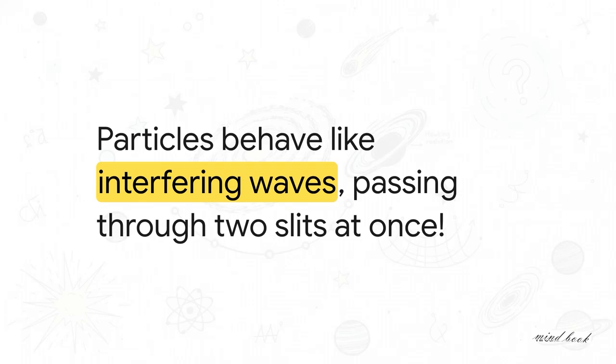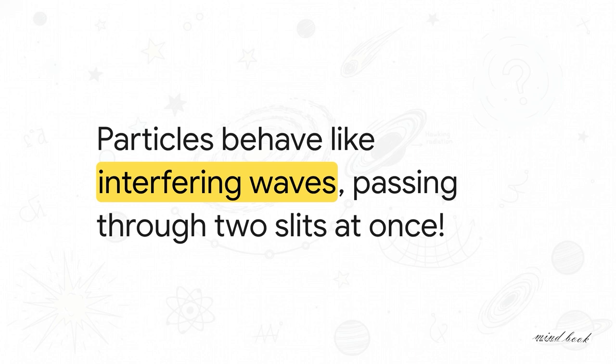Take the famous two-slit experiment. Scientists fired single particles, like electrons, through a barrier that had 2 slits in it. Logically, you'd expect them to land in 2 distinct clumps on the screen behind it, right? But they don't. They create a pattern of interfering fringes, exactly like overlapping ripples on a pond.